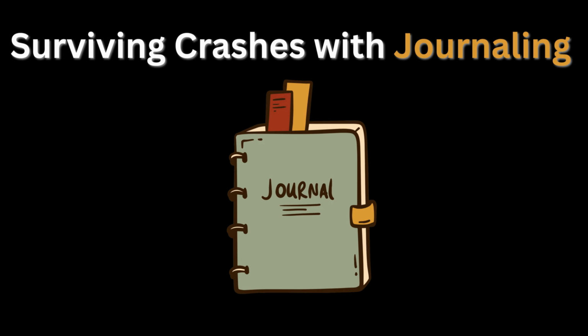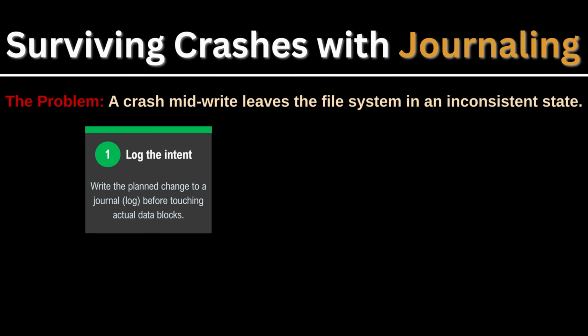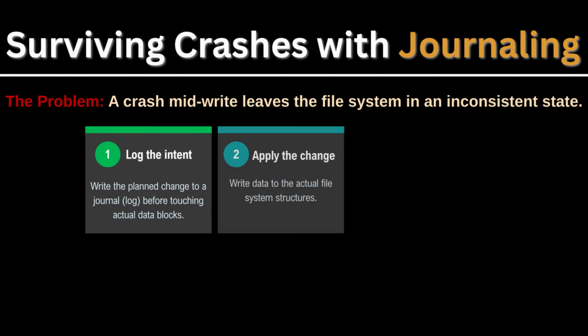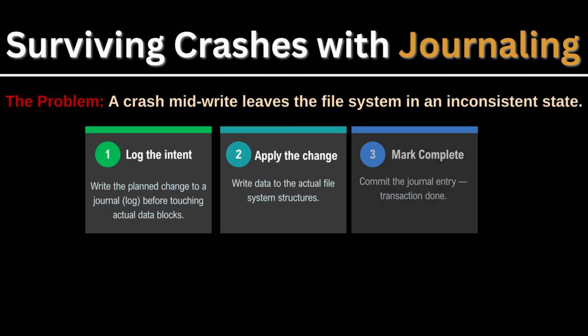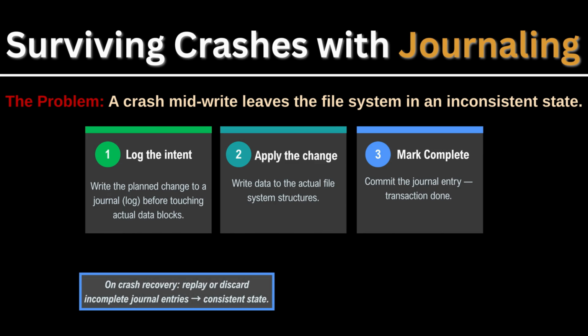Journaling is the solution which file systems use. It works like this. Before you apply any changes to the actual file system structure, the OS writes the intended changes to a separate journal area first. Only after that log entry is safely written does it apply the actual change and mark the journal entry as committed. On recovery after a crash, the OS replays any journal entries that were written but never committed, or discards ones that were incomplete. Either way, the system ends up in a consistent state.